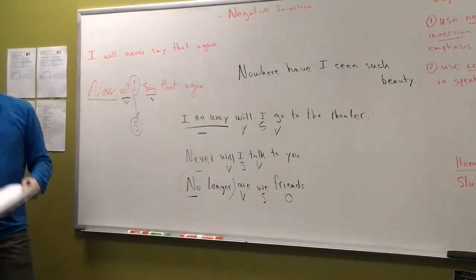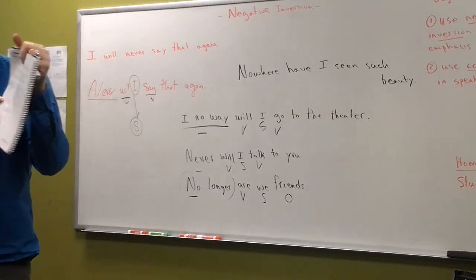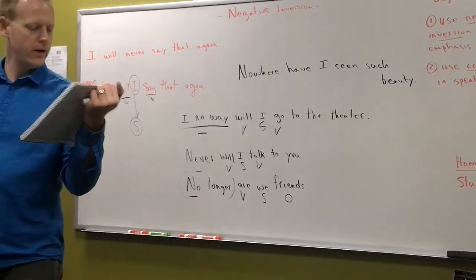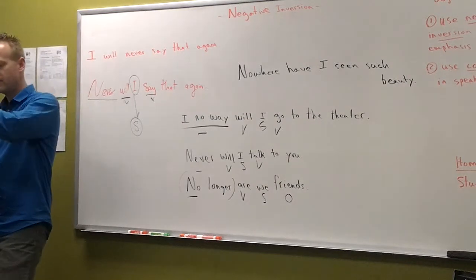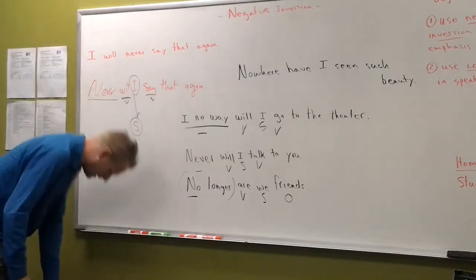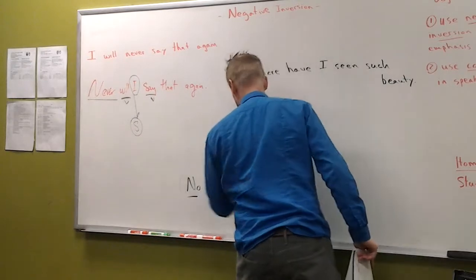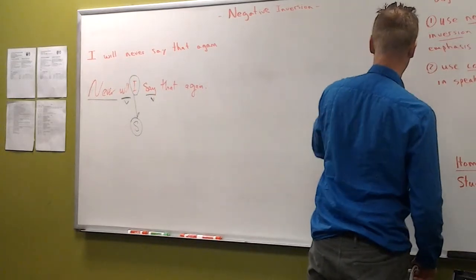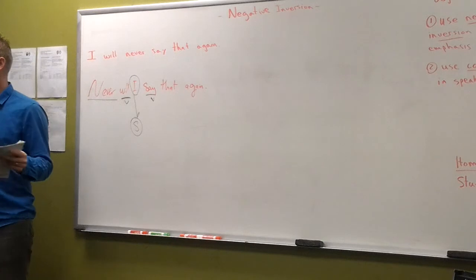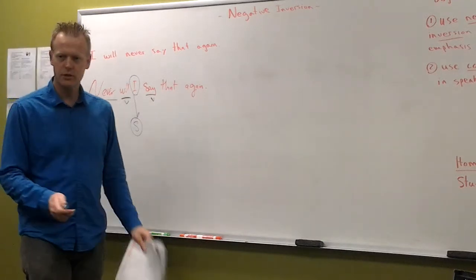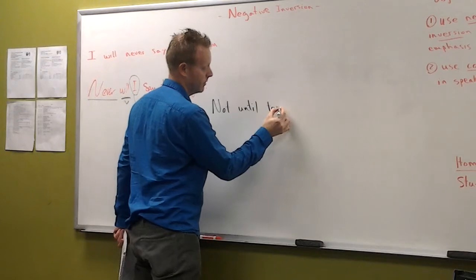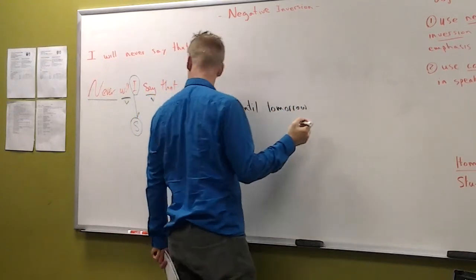Good. Let's see. Now, you see these little stars right here? It's a little red flag. Beep, beep, beep. Whenever you see not until, there's always a time phrase after it, and then the inversion. So, let's take a look at an example. Can somebody think of a nice example? Not until, then put the time phrase. Anybody want to give it a shot? Not until tomorrow. There you go. Not until tomorrow will I go to the theater.